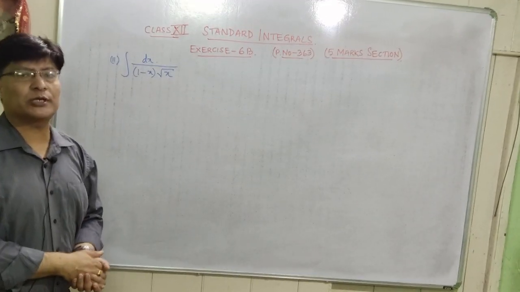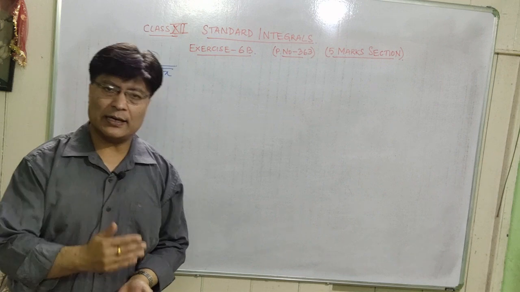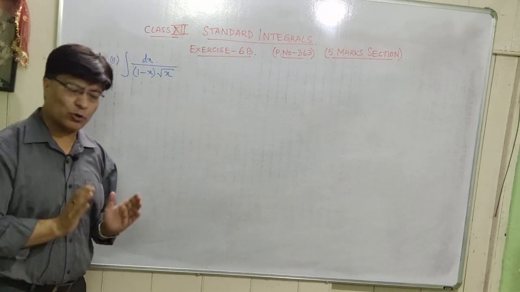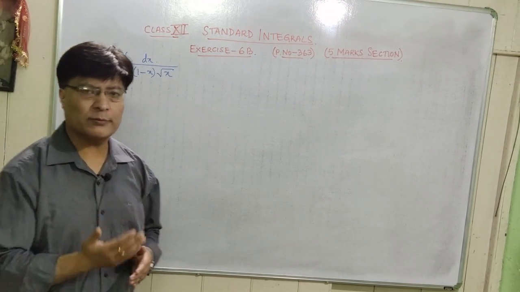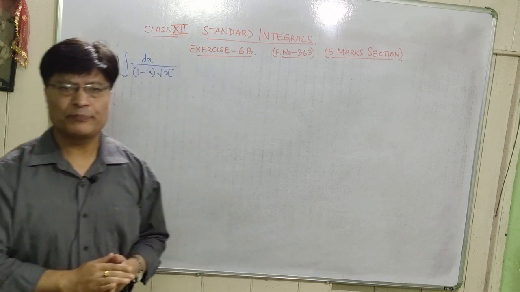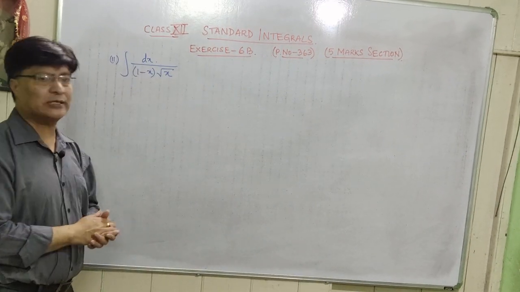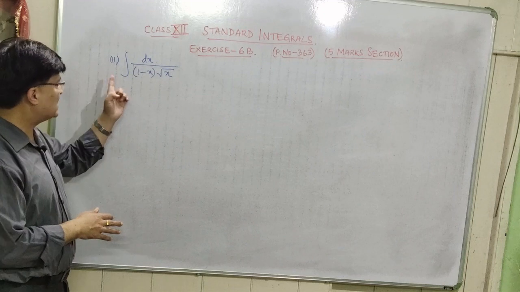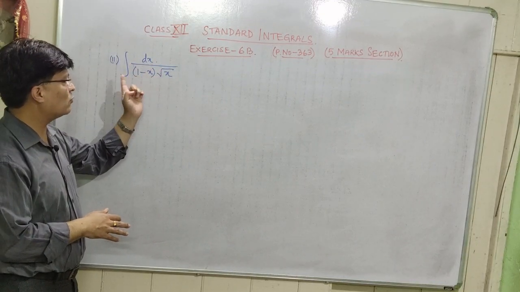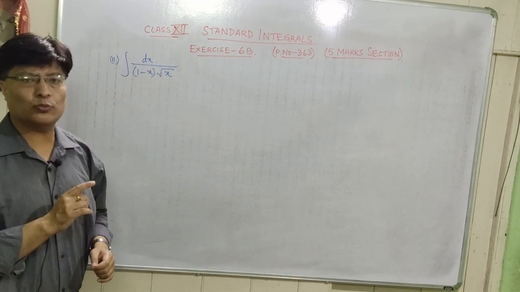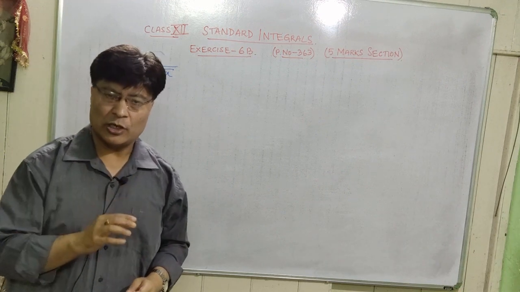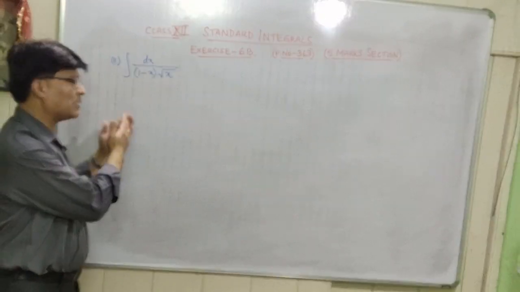So let's do this question number 11 now. And in the last online class we did question number 10. I hope you revise all the problems that we did so far. So let's do this question now, that is question number 11, that is integration of dx divided by within bracket 1 minus x within root over x. So we are doing such type of integration.